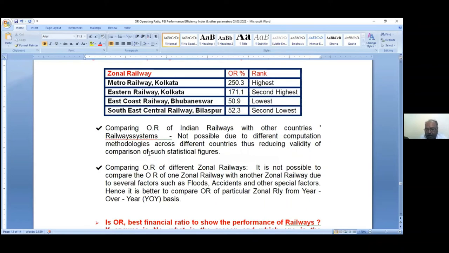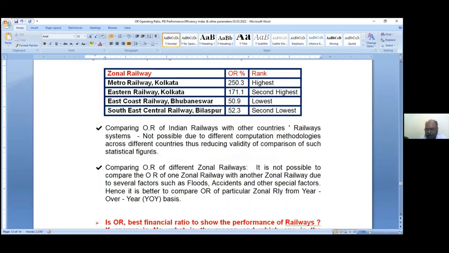Comparison of the operating ratio of Indian Railways with other countries is not possible, because of the different methodology of calculation of this operating ratio, thereby reducing the validity of the comparison of such statistical figures. Comparing the operating ratio of different zonal railways in Indian Railways is also not possible, because each zonal railway has separate distinctive features, that is floods, accidents, mining facilities, mineral and geological resources. But it is better to compare the operating ratio of a particular zonal railway, for example South Central Railway, on a year over year basis. That means for South Central Railway, you can compare the previous year's operating ratio with the current year, and the current year with the next year's estimate.